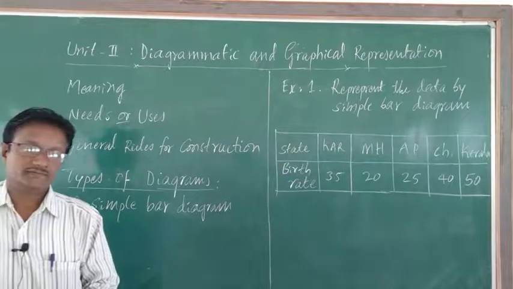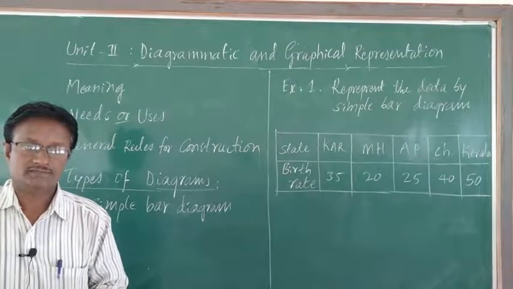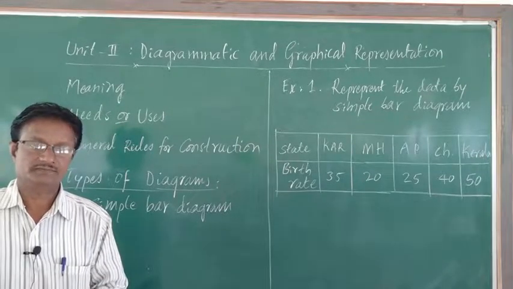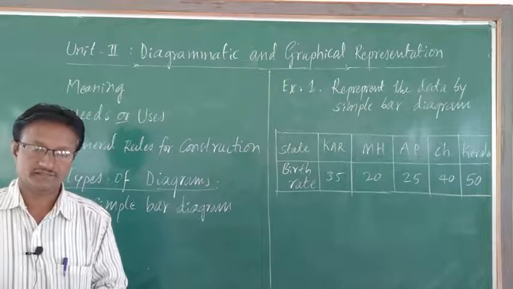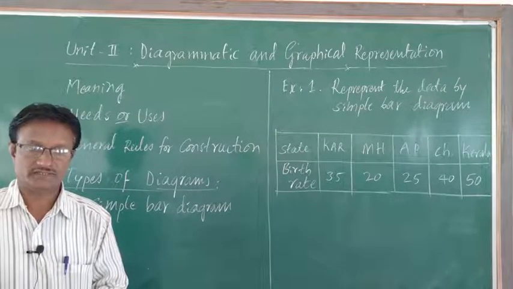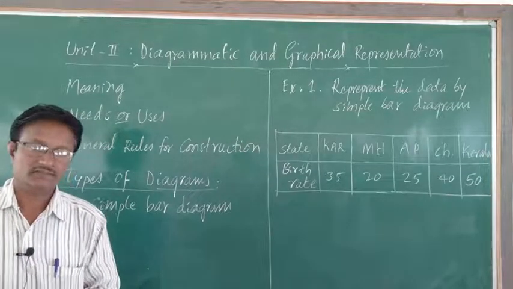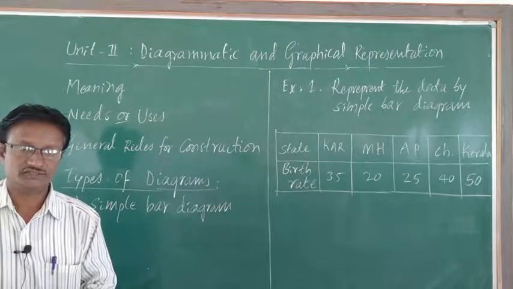The 5 types of diagrams are simple bar diagram, multiple bar diagram, component bar diagram, percentage bar diagram and pie diagram. And 4 types of graphs are histogram, frequency polygon, frequency curve and ogive curve.